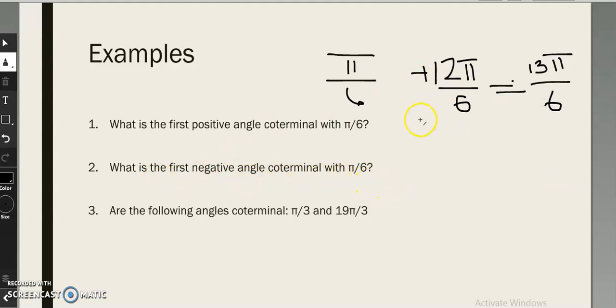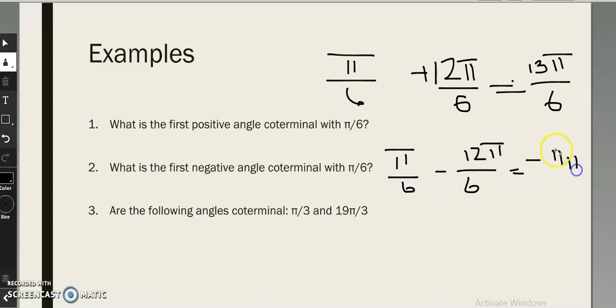So again, this time I'm going to subtract. So pi over 6, and I already know I'm going to subtract 12 pi over 6, which gives me negative 11 pi over 6. Then it says, are the following angles coterminal?